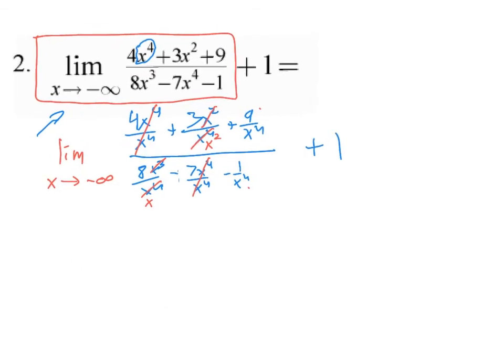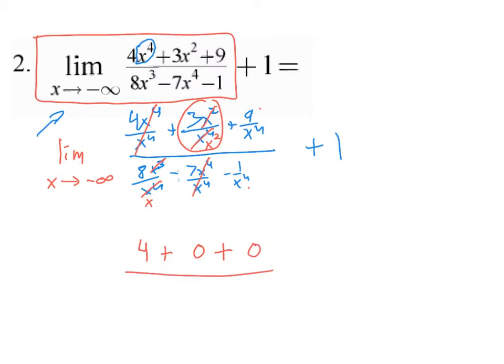Like right now we have 4, that's by itself, plus this term 3 over x squared. You're going to plug in larger and larger numbers for x, and then you're squaring them. So 3 divided by a really large number essentially converges to 0. Same thing here, 9 divided by some number raised to the 4th eventually converges to 0.